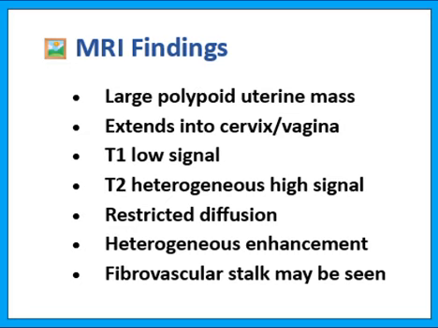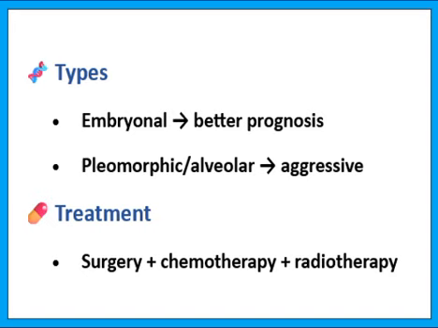MRI findings: large polypoid uterine mass extending into the cervix and vagina. T1 low signal, T2 heterogeneous high signal, restricted diffusion, heterogeneous enhancement. A fibrovascular stalk may be seen. There are two types: embryonal has a better prognosis, and pleomorphic alveolar is aggressive. Treatment: surgery, chemotherapy, and radiotherapy.